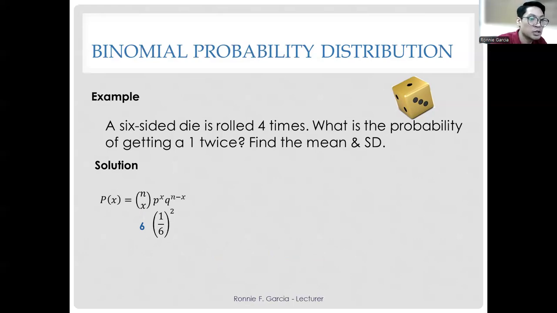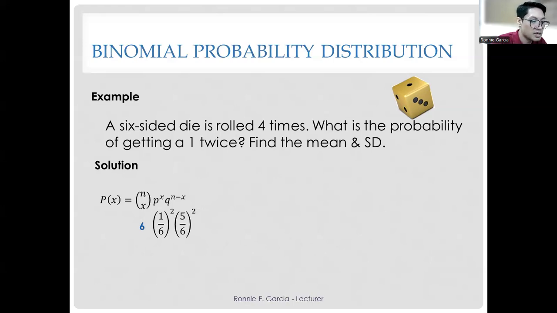That will be multiplied to q. Our q, on the other hand, since we already identified our p as 1 over 6, so the probability of failure is equal to 5 over 6. So 5 over 6 will be raised to the power of n, which is 4, minus 2. So that is 5 over 6 raised to the power of 2.